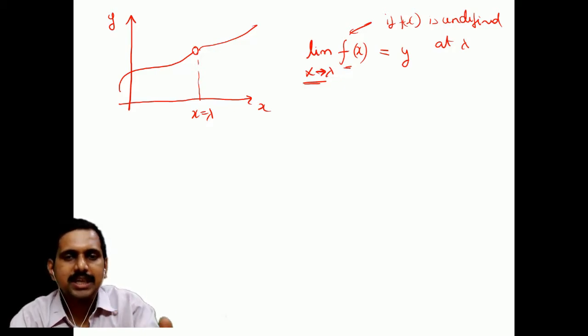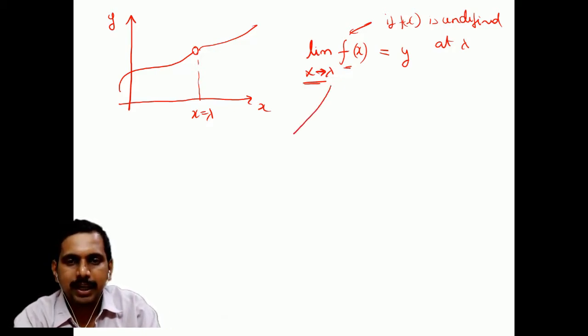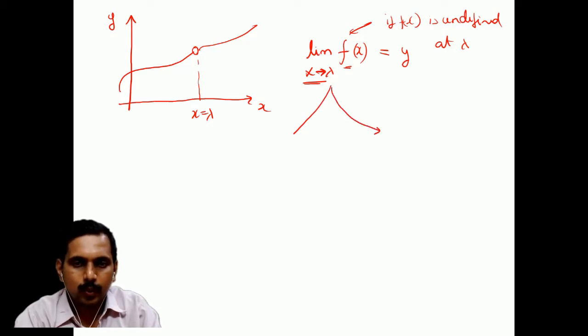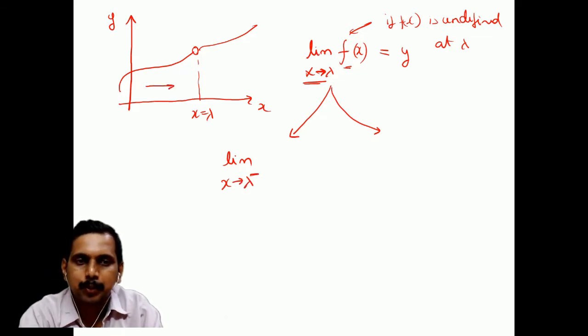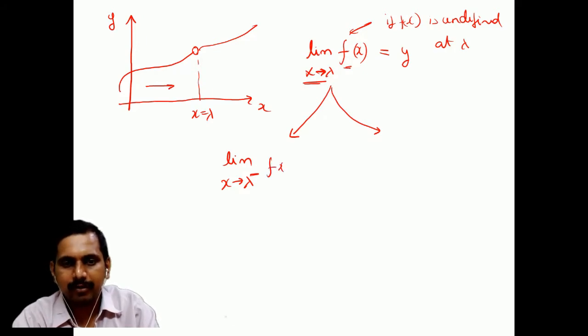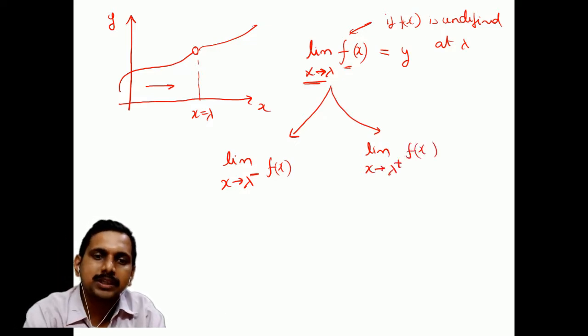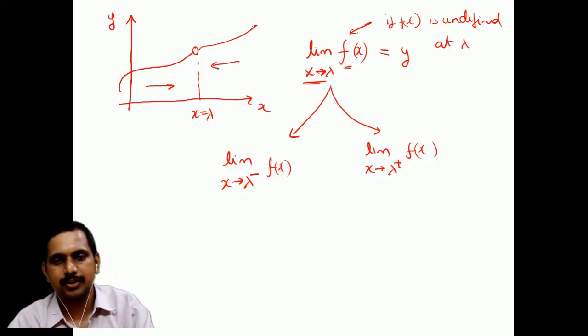Now this x tending to lambda can be in two fashions. One is limit x tending to lambda minus, that means from the minus side I am approaching this f of x. Another one could be limit x tending to lambda plus f of x, meaning I am approaching this lambda through positive x.